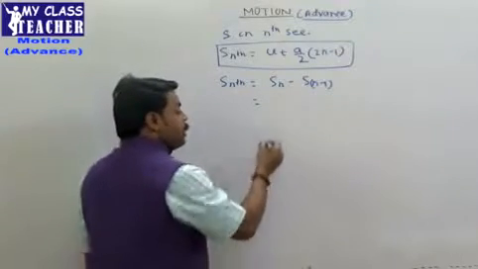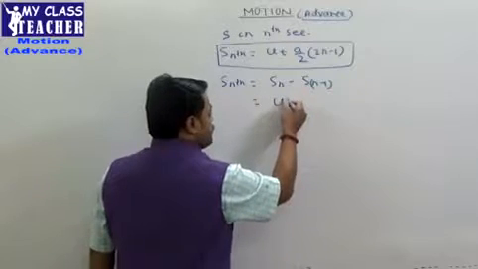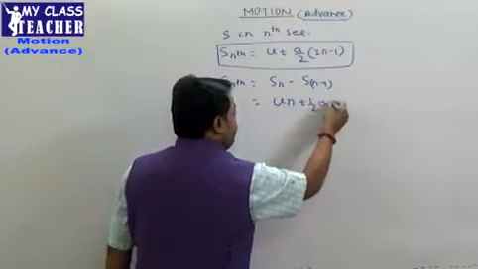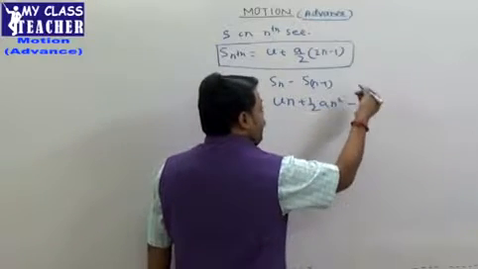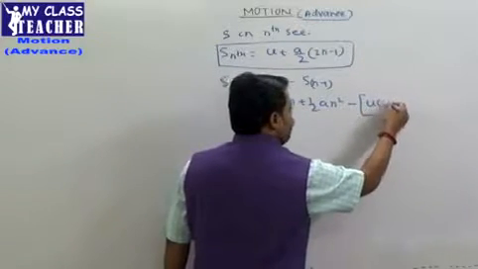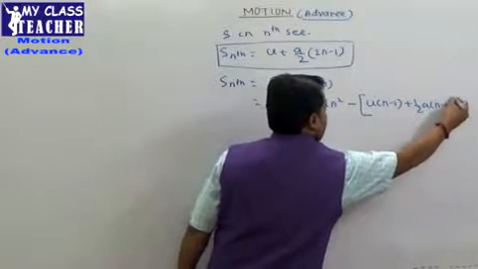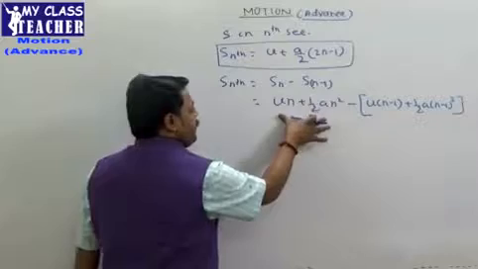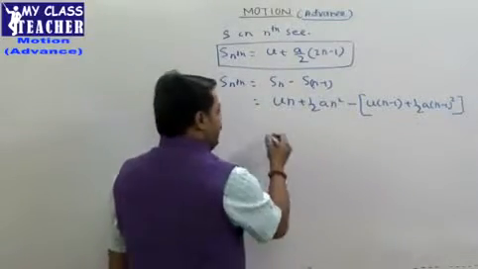But Sn is equal to ut plus half at square. Here t is equal to n. So this is un plus half a into n square minus displacement covered in n minus 1 second, which is u into n minus 1 plus half a into n minus 1 whole square. Displacement covered in n second minus n minus 1 second will be displacement covered in nth second.